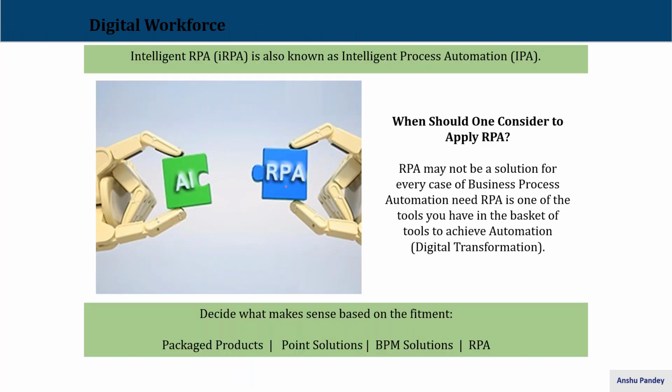Right, so RPA also uses artificial intelligence at some point, to be as intelligent as humans in doing some tasks, maybe let's say reading checks, identifying signatures on checks, identifying handwriting, or matching faces of customers. In such situations, AI can help RPA to execute the task.